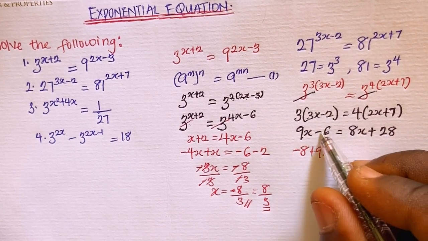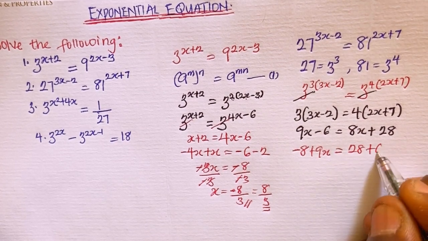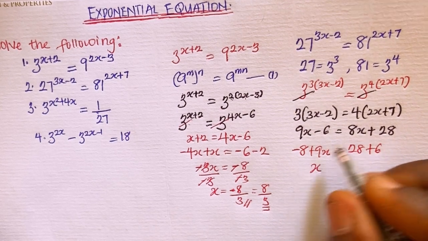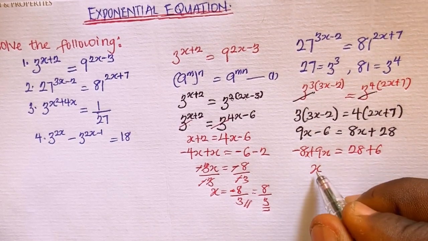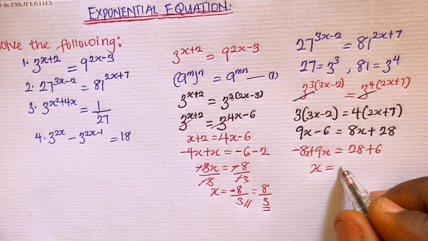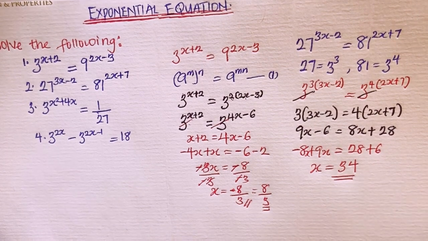Then I will bring this minus 6 towards the side. That's equal to 28 plus 6, right? So in this case, I'm going to have x minus 8x plus 9x is actually what? x, which is equal to what? 28 plus 6. That should give us something like 34, exactly. So this is the answer.